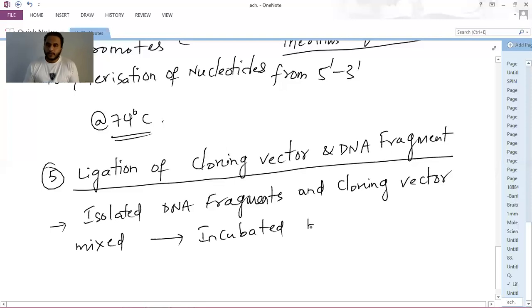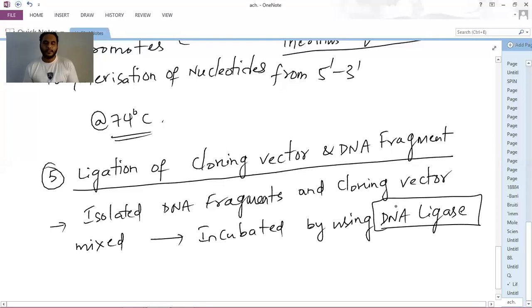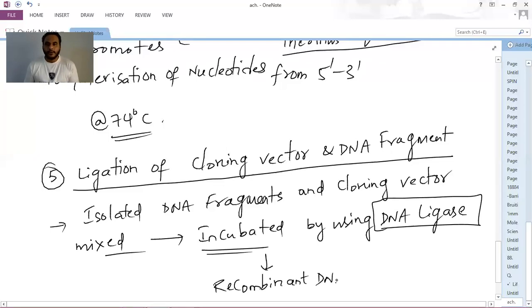by using DNA ligase enzyme. DNA ligase enzyme helps in attachment of nucleotides, right? Further, due to mixing and incubation of these DNA fragments and cloning vector, finally recombinant DNA is going to form. So finally we got recombinant DNA. Still, only 50% of the process is completed.